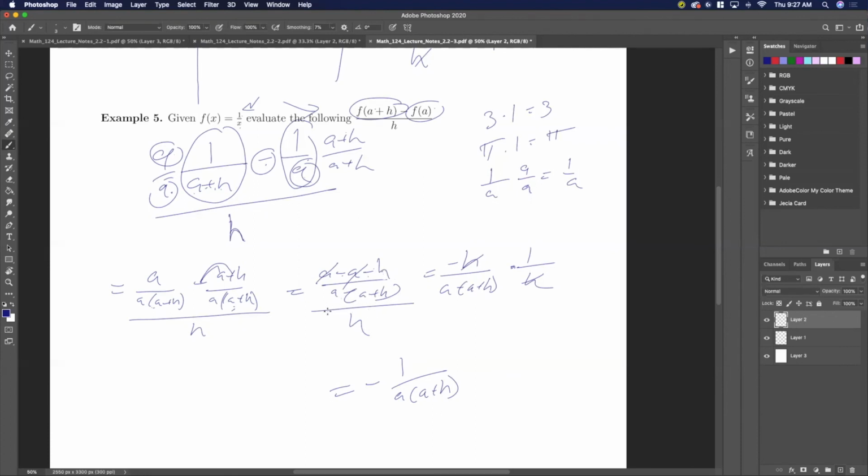But notice that if I divide by h, it's the same thing as multiplying by 1 over h. And so here I have an h on the bottom. I have an h on the top. And since I'm multiplying, I can cross it off. And then I'm just left with negative 1 over a plus h. Okay.